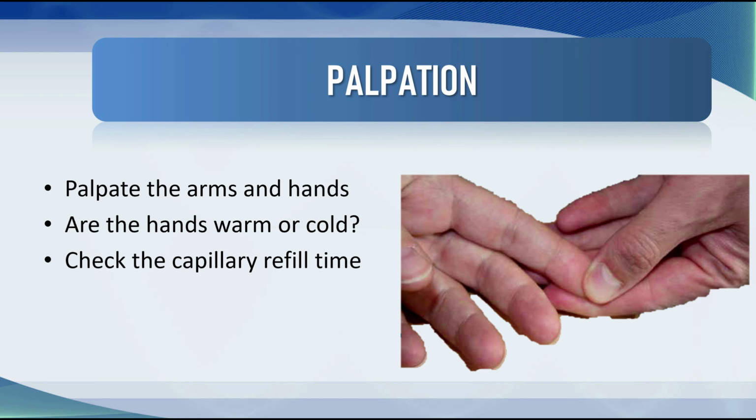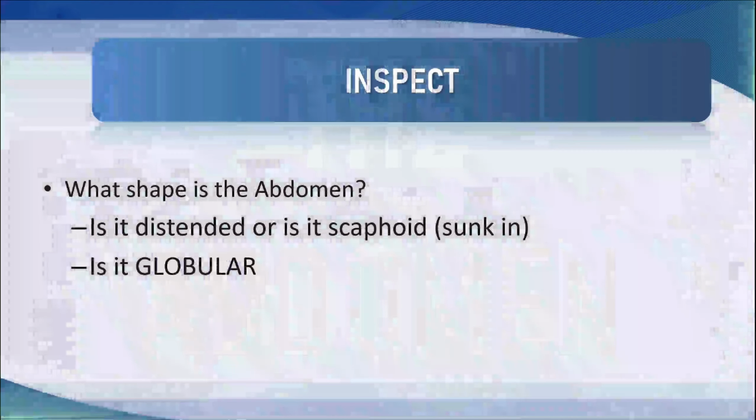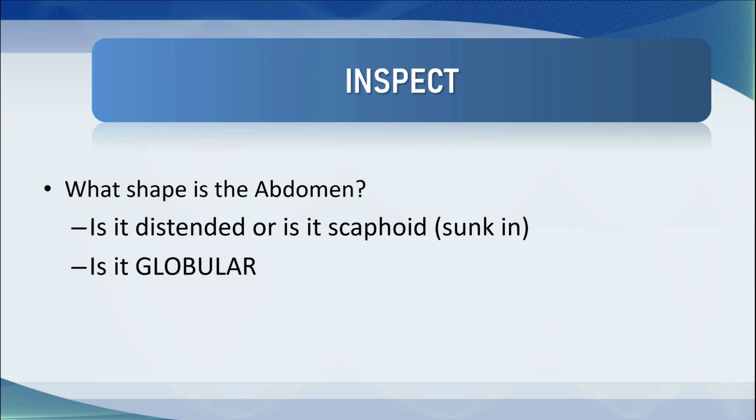Now let's move on to the abdomen. You need to lift up the patient's gown and in a dignified way examine the abdomen, starting with inspection. Is the abdomen distended or is it scaphoid? And what I mean by scaphoid is sunk in. And what I mean by distended is it globular.